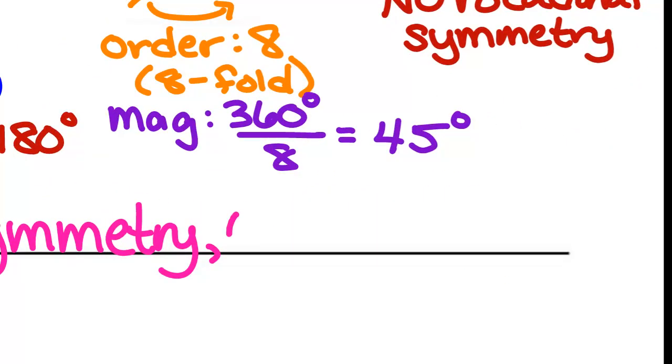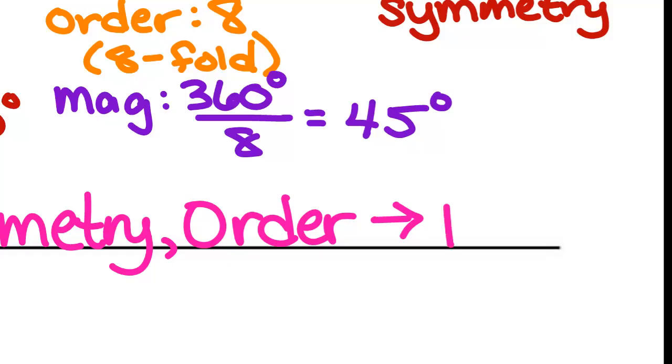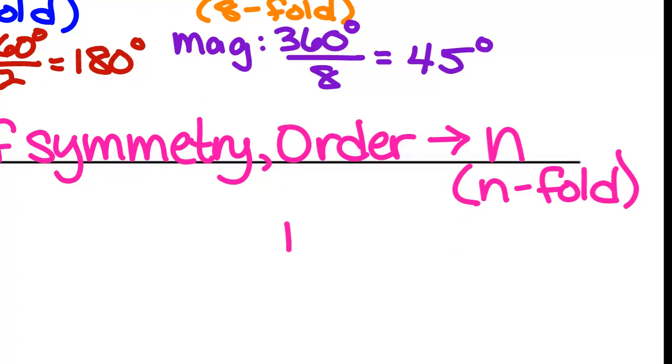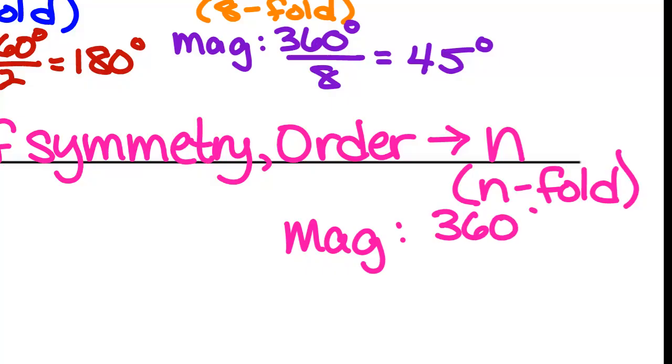And our order would be n, or we could say n-fold, with magnitude 360 divided by n.